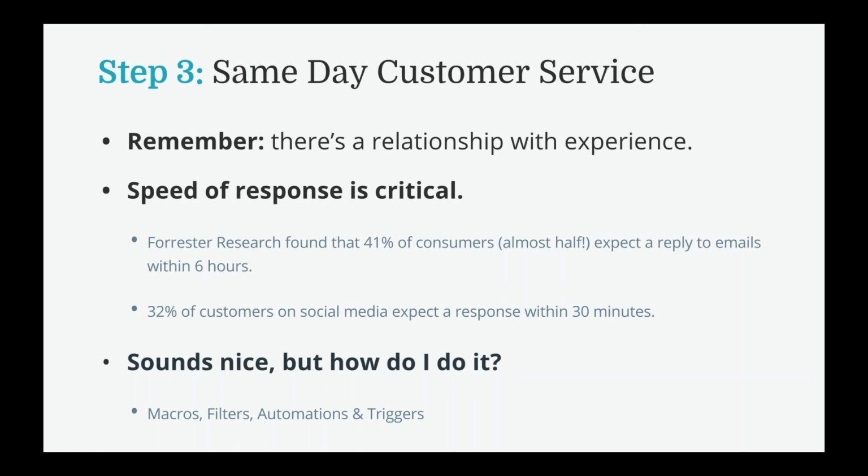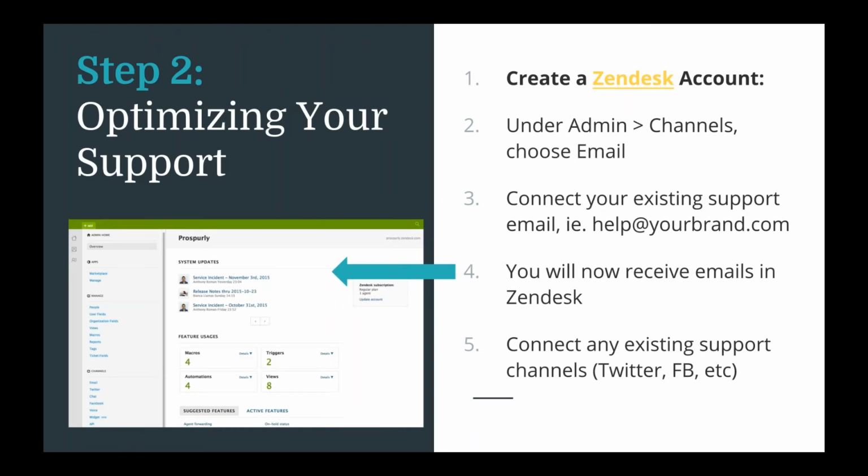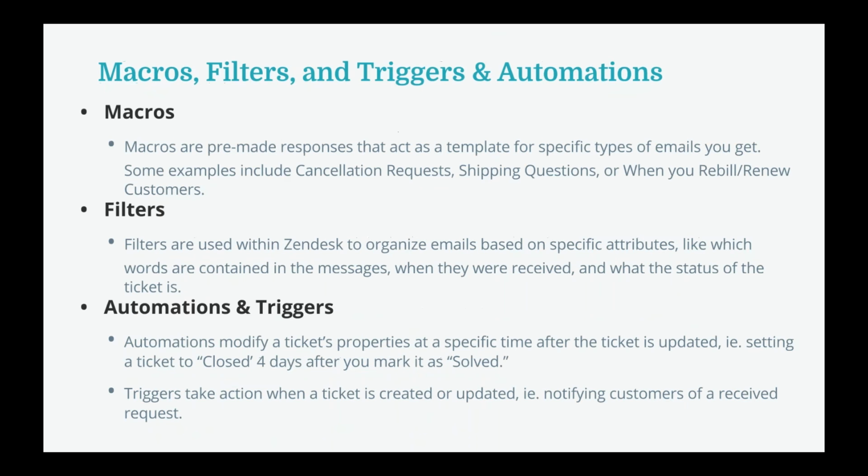This is kind of part of step 2. It's same-day customer service. So now that you've given yourself this tool, you want to use it. By giving people same-day customer service, you meet what a lot of people expect. You can see a couple studies here. Forrester Research found that 41% of consumers expect replies to emails within 6 hours. So that's almost 1 in every 2 of your churning subscribers or people who just reach out to you are going to expect a reply within like half a day, which is pretty fast.